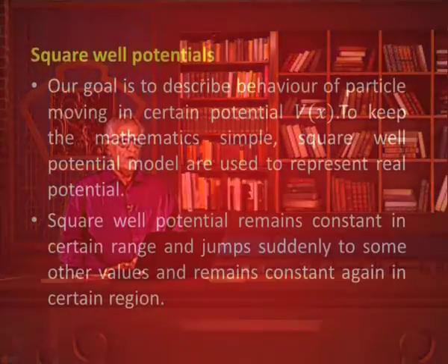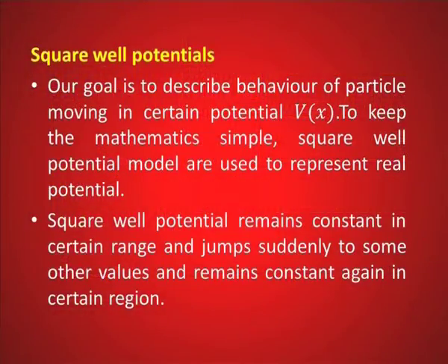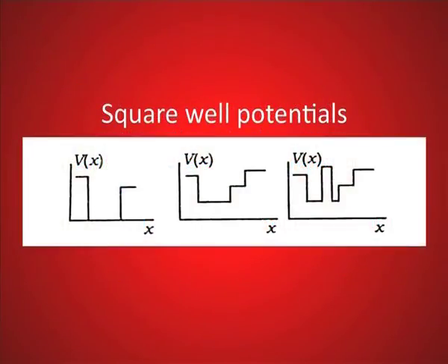Then we talk of square well potentials. Our goal is to describe behavior of particle moving in certain potential V(x), that means V depending on x. To keep the mathematics simple, square well potential models are used to represent real potentials. Now, square well potentials remain constant in certain range and jump suddenly to some other values and remain constant again in certain ranges. This is given by these diagrams.